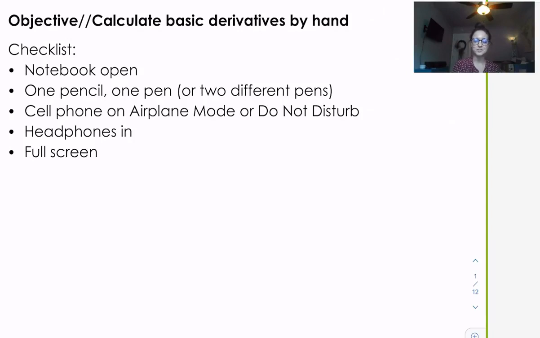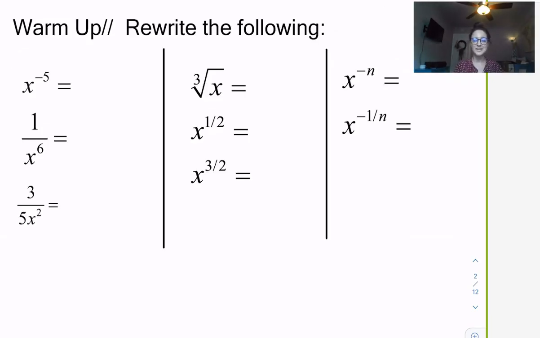I'm going to force a pause on your screen. Make sure you've got everything on the checklist, and make sure you are on full screen mode. Alright, go ahead and pause your screen and try this warm-up for me, and then when you're ready, go ahead and unpause with a different color, and let's check your work.